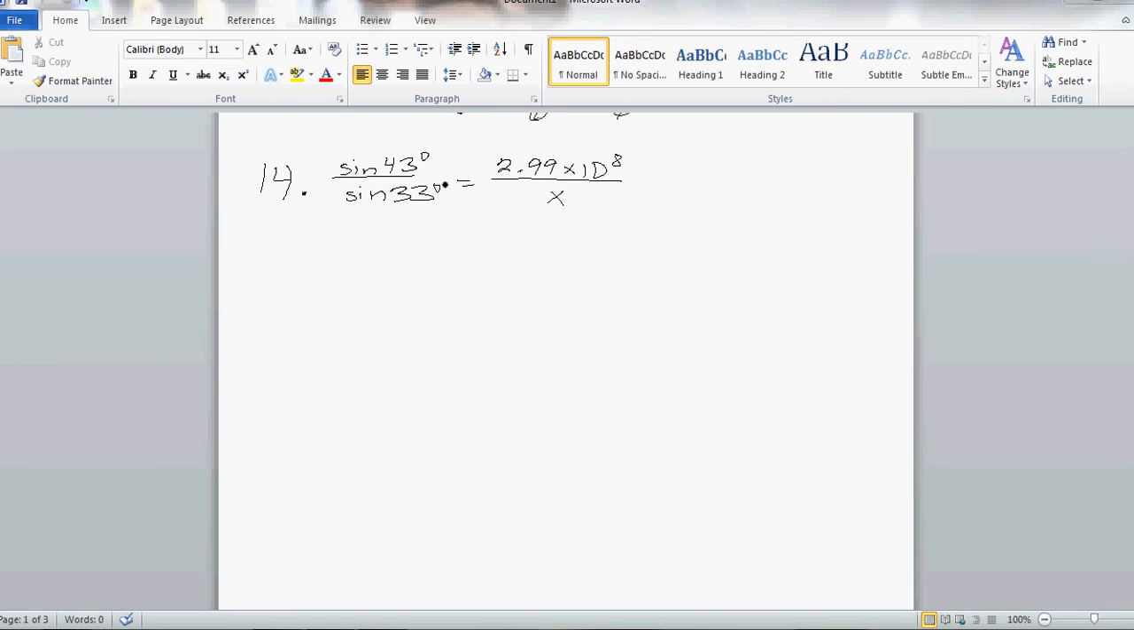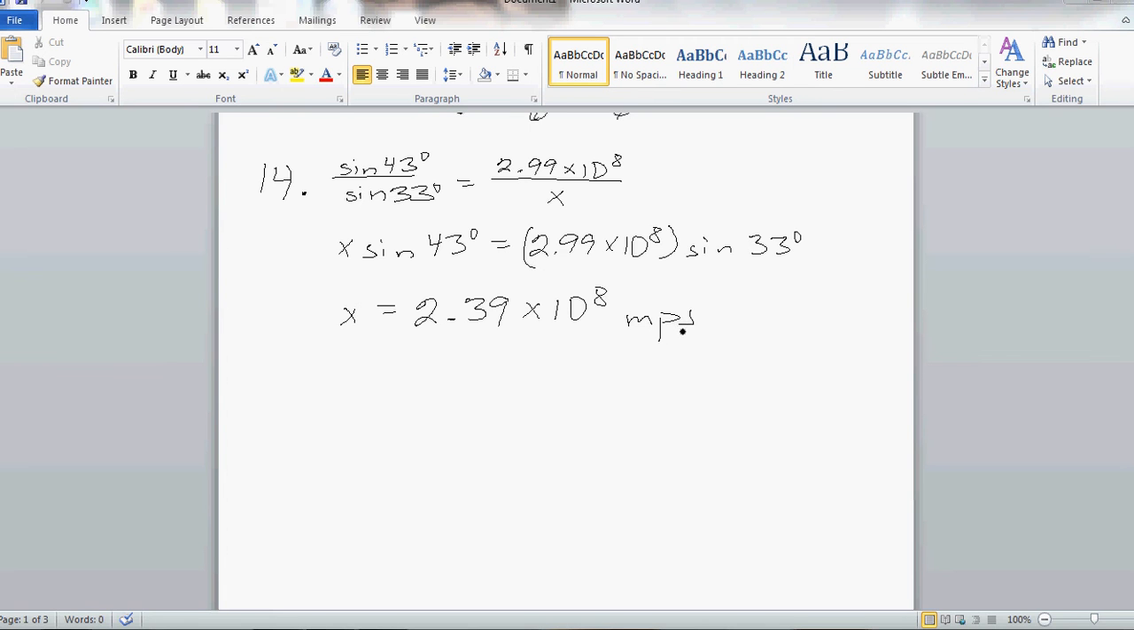Then it's just a matter of doing cross multiplication. X sine of 43 degrees equals 2.99 times 10 to the 8th times the sine of 33 degrees. And then if we divide both sides by the sine of 43 degrees and put it into our calculator, we end up with 2.39 times 10 to the 8th. What? Label? Meters per second.